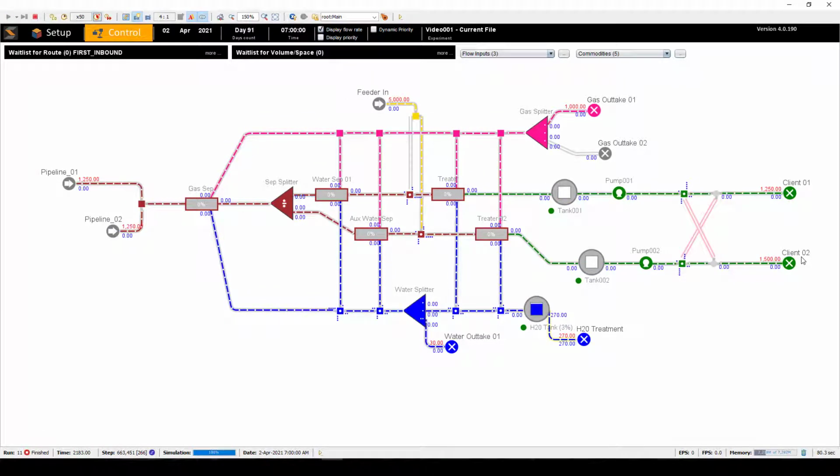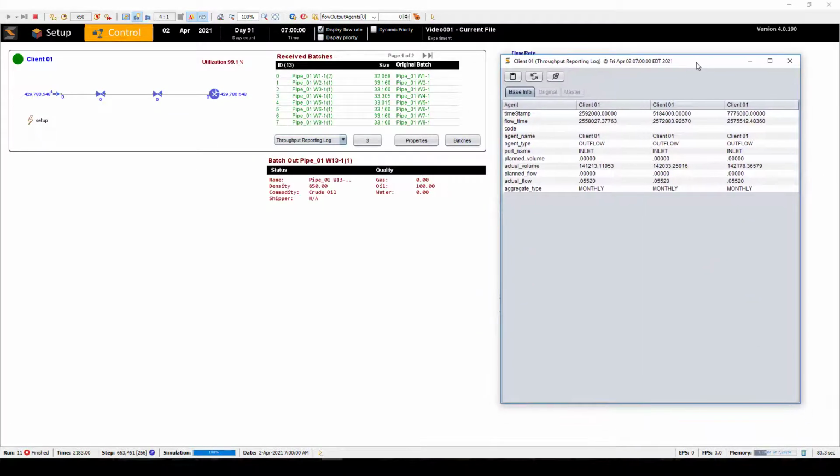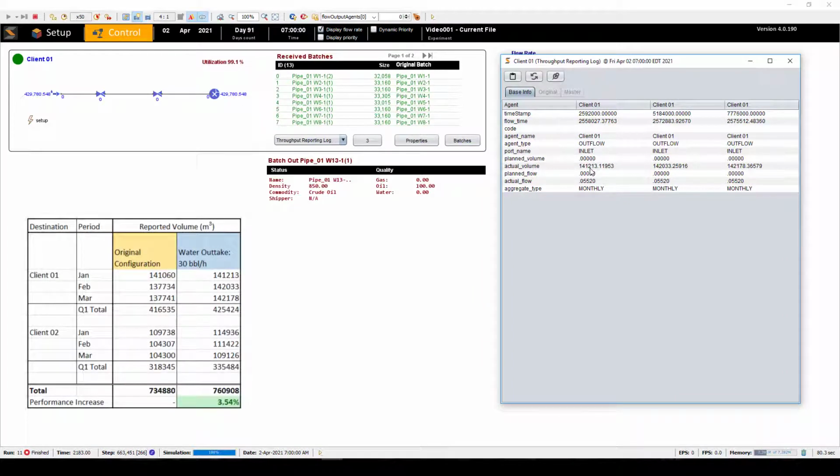Upon completion of the simulation, we can check our outflow volumes, and by comparing the outflow volumes with the reconfiguration of the network, we can actually see that this reconfiguration is resulting in a 3.54% improvement in material delivery to the client.